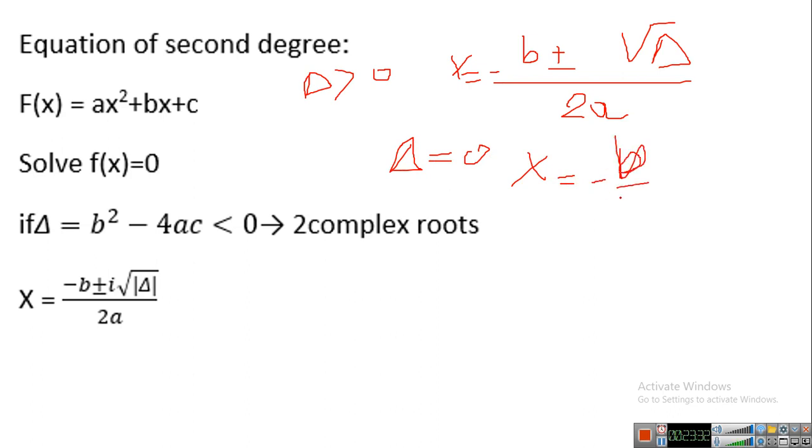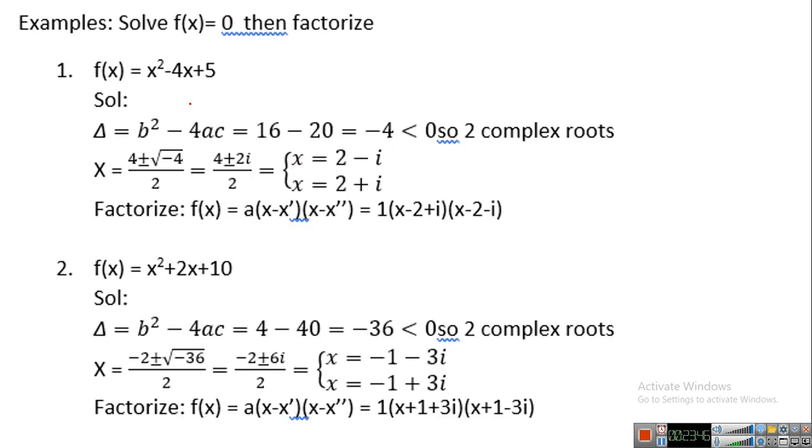What about if delta is negative and we're solving in second degree? You're going to have here a negative value. So to be positive, what do you write before i? And you put the absolute value inside. So that's what I meant here. So let us take an example. Suppose you want to solve this one.